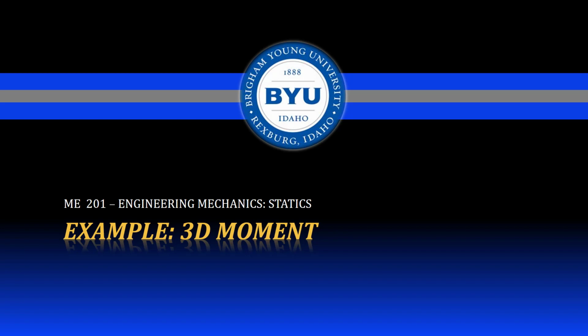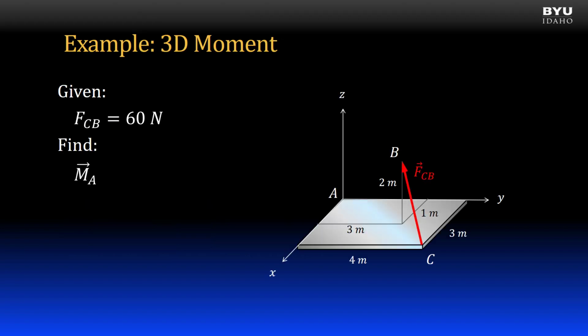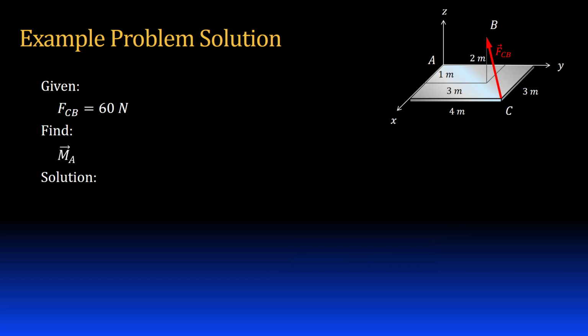Example: three-dimensional moment. In this example problem, a metal plate lies in the xy plane. A force is directed from corner C of the plate to point B in space. I will find the moment the force causes about point A. Since our force vector and point A do not lie in any of the three coordinate system planes, I am going to use Cartesian vector notation.